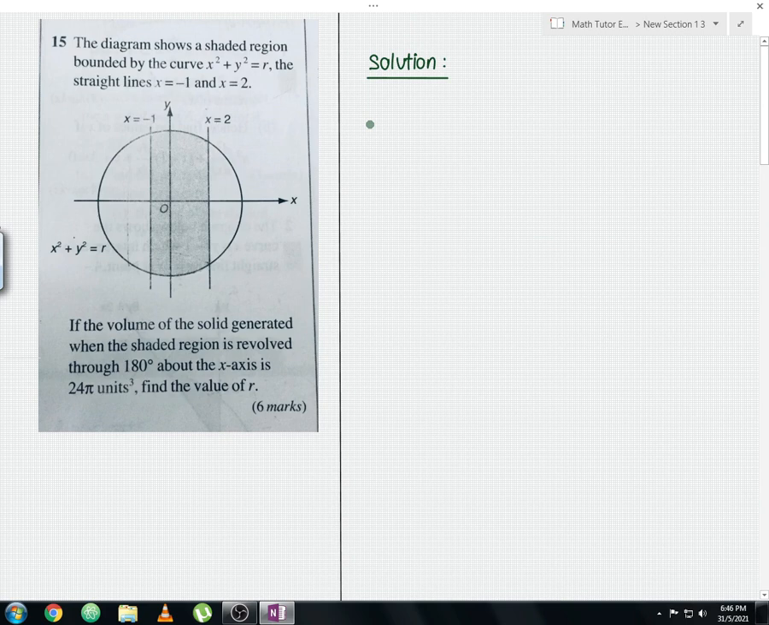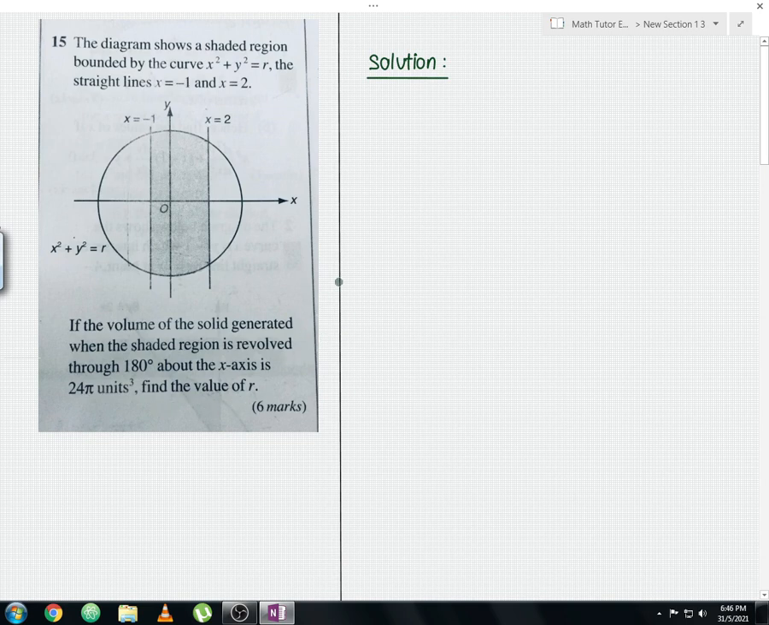Okay, let me read the question now. The diagram shows a shaded region bounded by the curve x square plus y square equals to r, the straight lines x equals to 1 and x equals to 2. So this is the diagram. Continue to read the question. If the volume of the solid generated when the shaded region is revolved through 180 degree about the x-axis is 24 pi units cube, find the value of r. So this is the overall question.